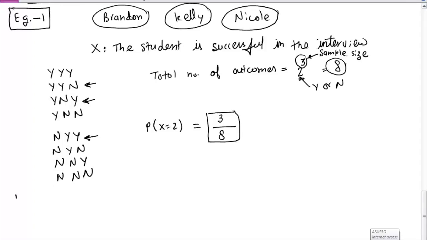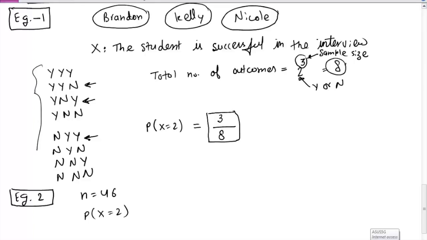Let's take another example. Instead of 3 students, let's say there's a class of 46 students. So the sample size is 46 and all of them go for an interview. And we want to find out the probability of 2 candidates being successful. I showed you the procedure in the first example, applying the binomial situation and finding a probability. What we did was list all possible outcomes, identify which ones have a specific value like x equals 2, and then we got the probability.